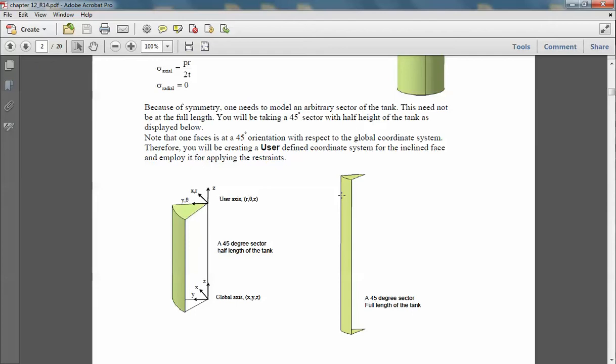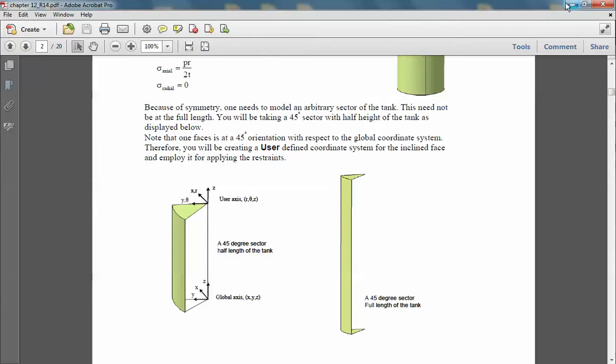because if I take one that is not 90, one of the sides is going to be at an angle with respect to the global coordinate system, and therefore you have to introduce a local coordinate system, and that you can do yourself by reading the tutorial in the book and proceeding as it says. So I'm going to take a 90 degree sector to make it less painful. However, you are responsible for whatever is done in the book or in the class.